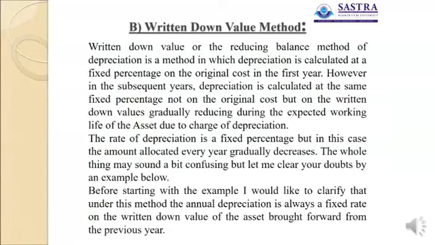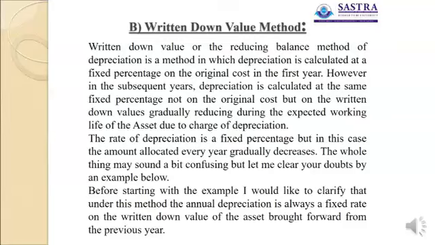Written down value, or the reducing balance method of depreciation, is a method in which depreciation is calculated at a fixed percentage on the original cost in the first year. In the subsequent years, it is on the reduced cost. First year depreciation is provided, having been deducted from the total cost, and the balance arrived at the end of the first year is taken as the base balance in the second year. That will be provided with depreciation and deducted, so as to know the end balance. That end value is brought down to the next period for providing depreciation.